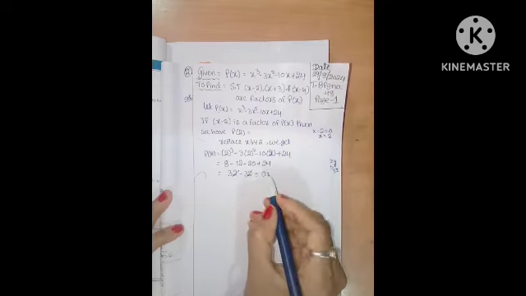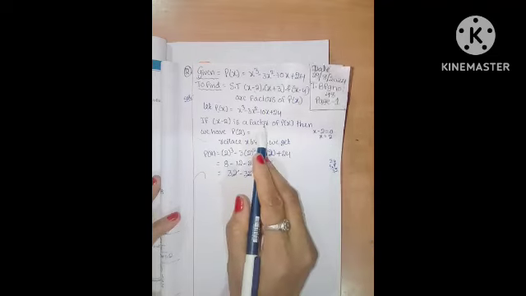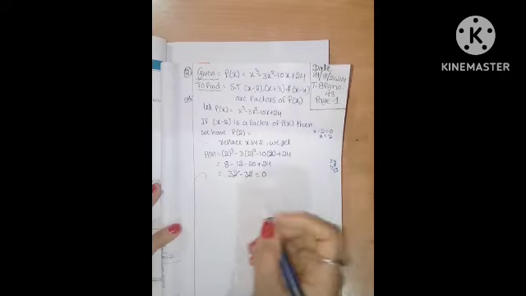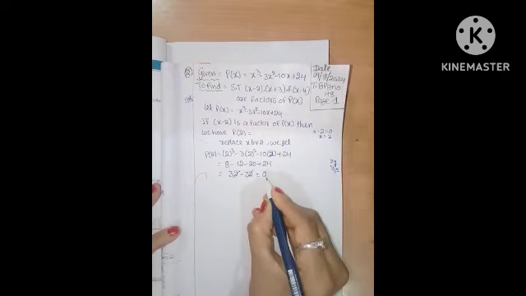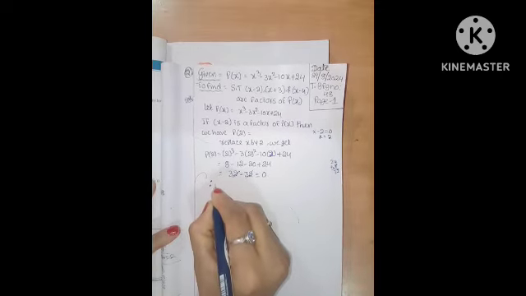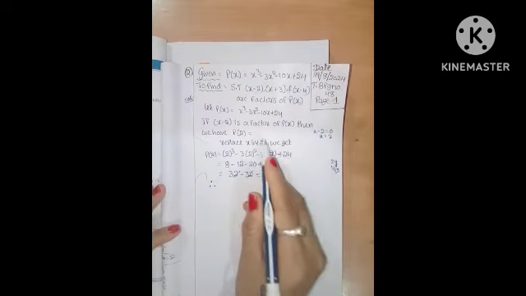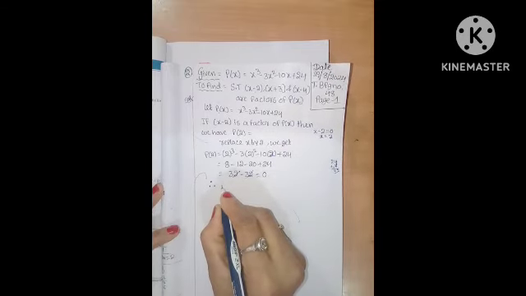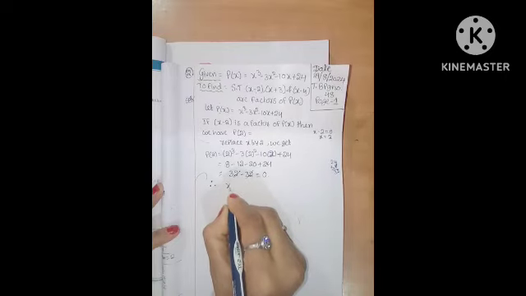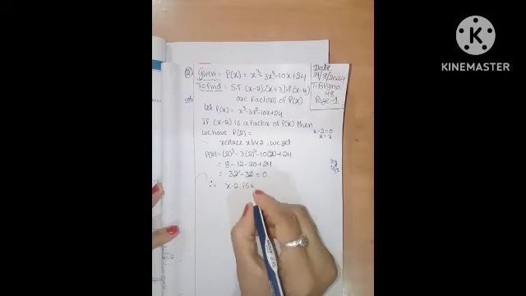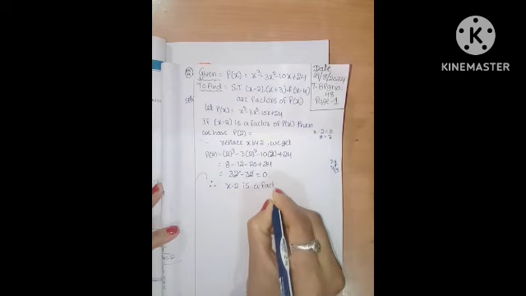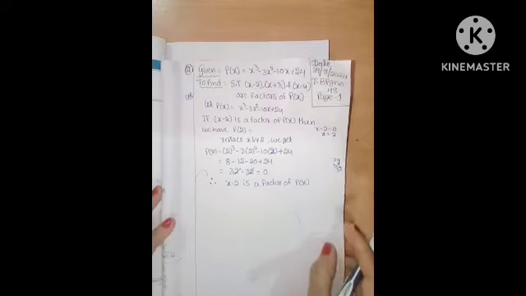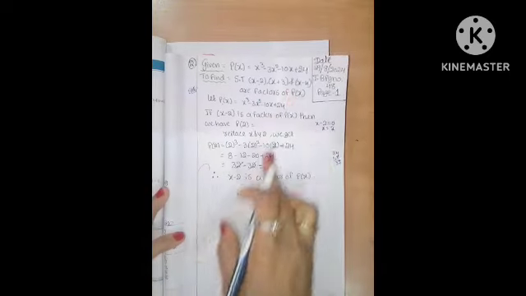So if the remainder is equal to 0, is it a factor of p of x or not? Yes, it is a factor. x minus 2 is a factor of p of x. Why? Because here the remainder is equal to 0. If the remainder is not equal to 0, it is not a factor of p of x. Therefore, x minus 2 is a factor of p of x.